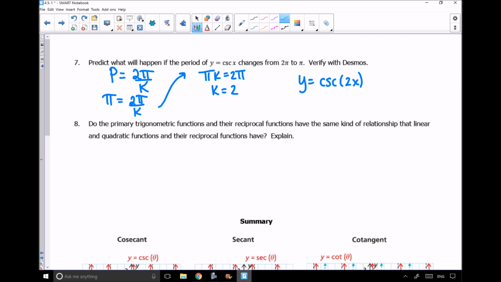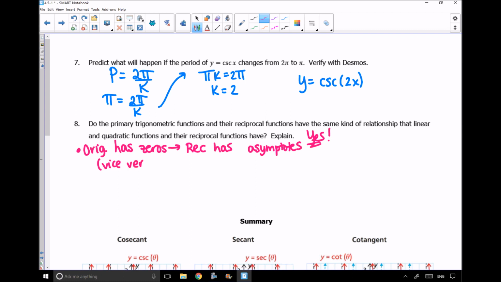Do the primary trigonometric functions and the reciprocal functions have the same kind of relationship that linear and quadratic functions and the reciprocal functions have? Absolutely yes, right? They definitely will. So what are some things that are happening? Well, when the original function has zeros, the reciprocal function will have asymptotes. Okay? All right, so that's key, and that's true vice versa. When the original function has asymptotes, the reciprocal function will have zeros.